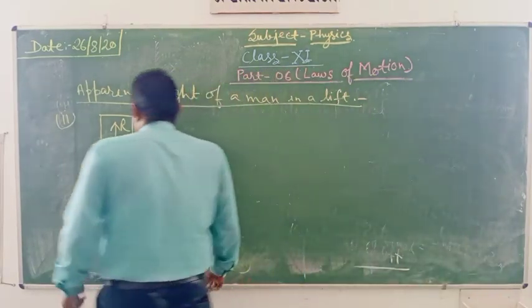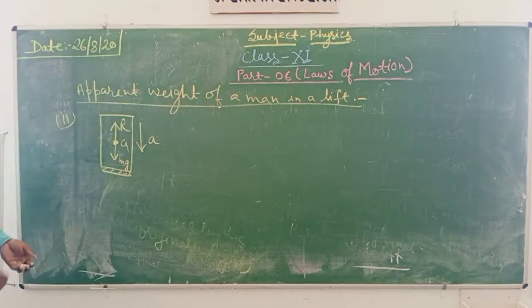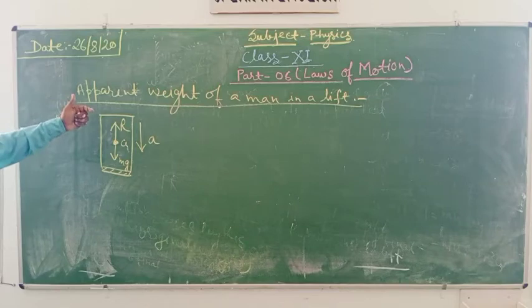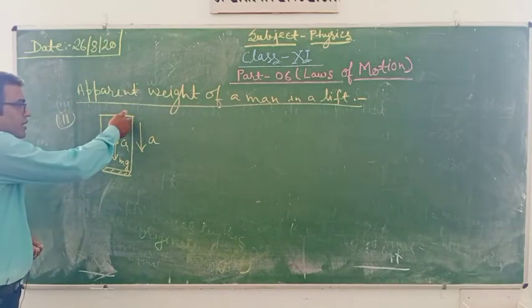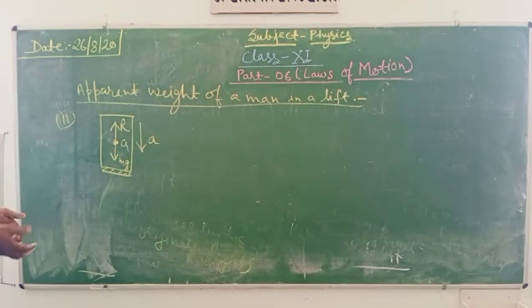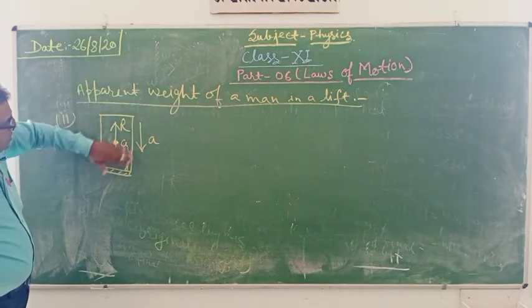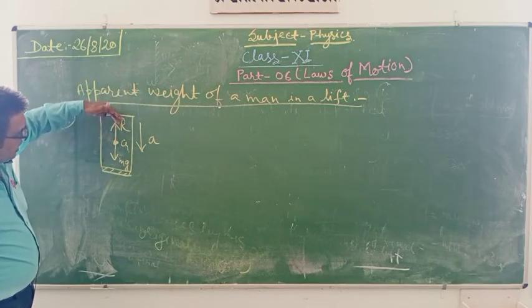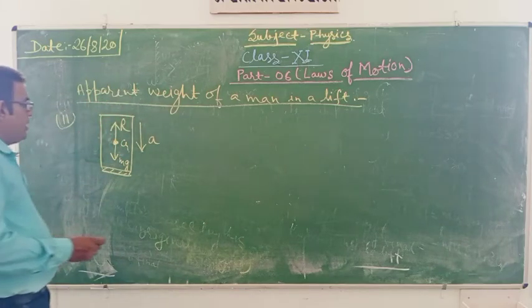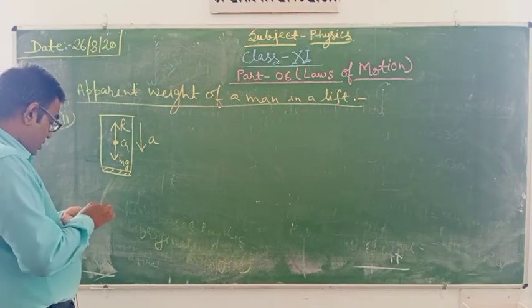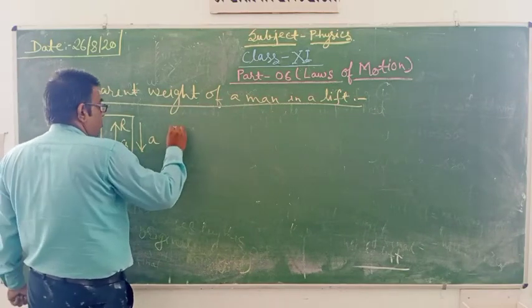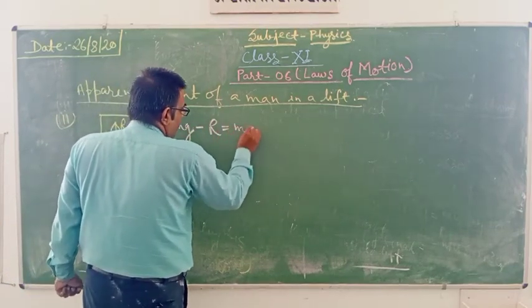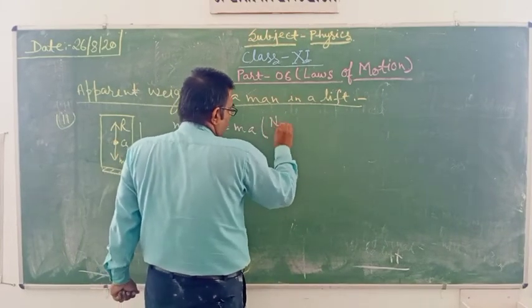Now look here, students. As the lift was moving upward, we had calculated the net upward force. For that calculation, we had done R minus mg, because we had supposed the net upward force is greater, so R minus mg is equal to ma. But here we are calculating the net downward force, so we will do mg minus R is equal to ma. It is the net downward force.